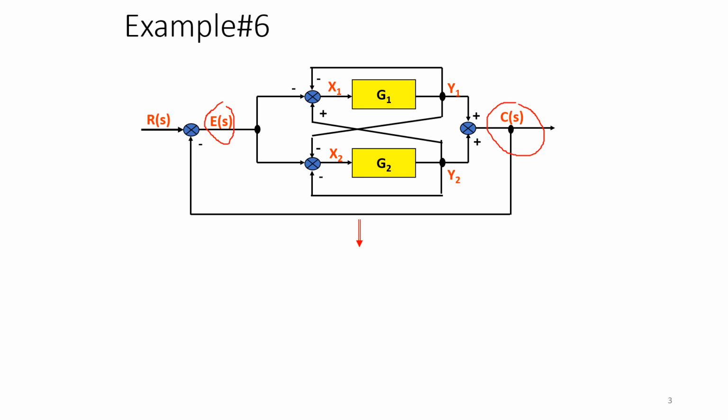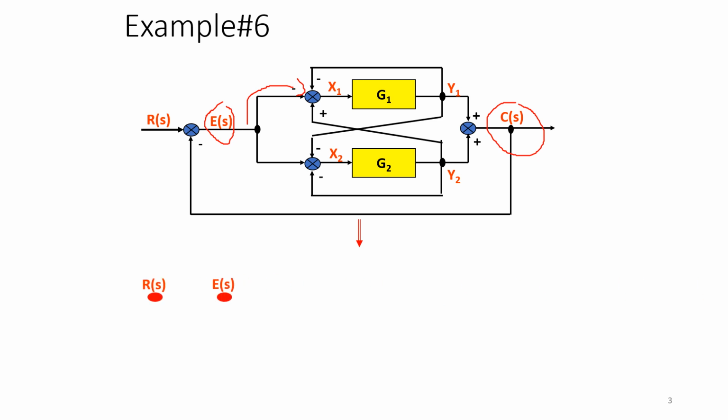So one thing you need to remember is that each summing point and takeoff point is considered to be a node, and input is also considered as one node and output is considered as another node. So summing points and takeoff points are represented by nodes, and the connections that we are going to give here are called branches. Okay, so let's try to represent this block diagram using the signal flow graph.